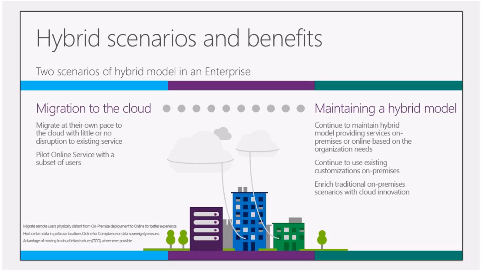So it's not about transitioning data across your firewall to Office 365 as much as it's about bringing our cloud innovation back to your existing content and then enriching the experiences for your end user. So effectively, it's continuing to maintain a hybrid model and consume cloud innovation, continuing to use your existing on-premises customizations, and enriching traditional investments with cloud innovation. An example of which is the Office Graph in Delve. Today, it's an experience that we deliver completely in Office 365.